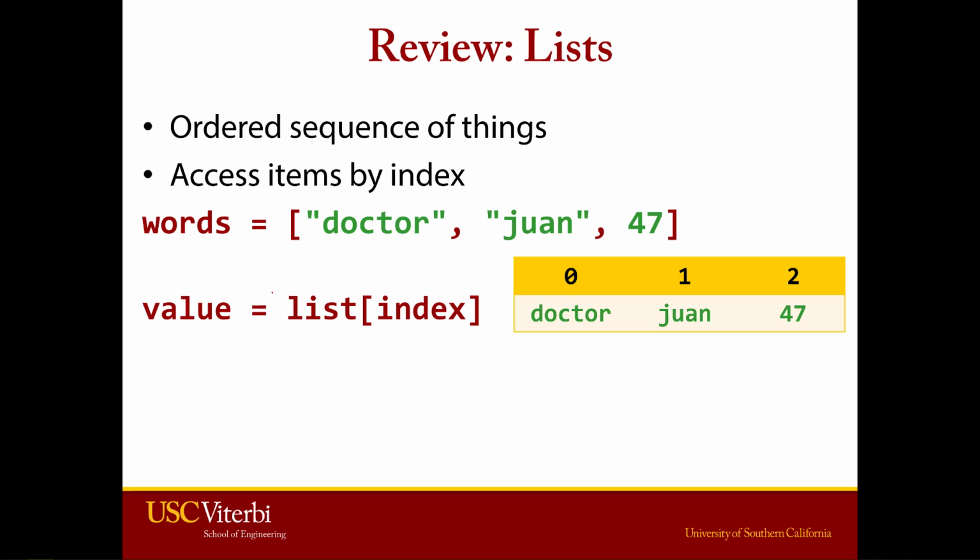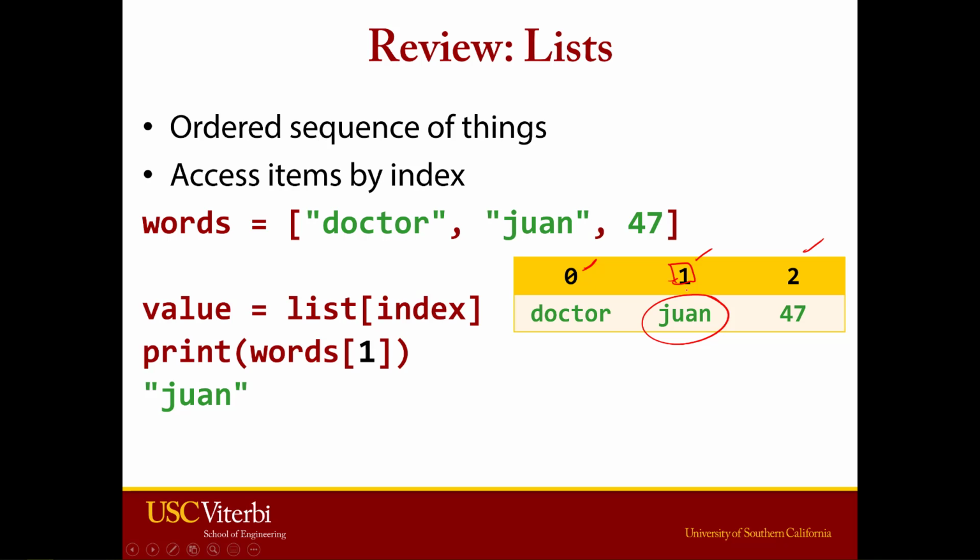So for example, if I say words equals bracket Dr. Juan 47, we know that it's going to create a structure where we have these three indices, and the data is stored underneath it or next to it at the position, however you want to think about it. So if I print words bracket 1, it's going to access this index and then give me the value of 1.